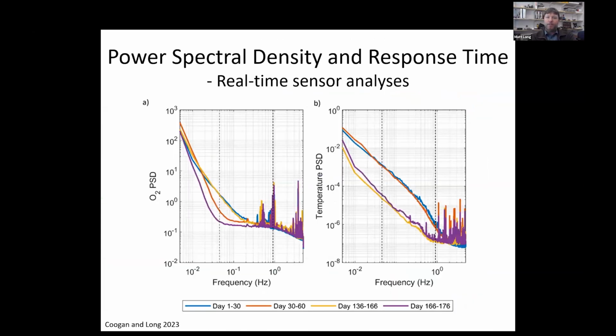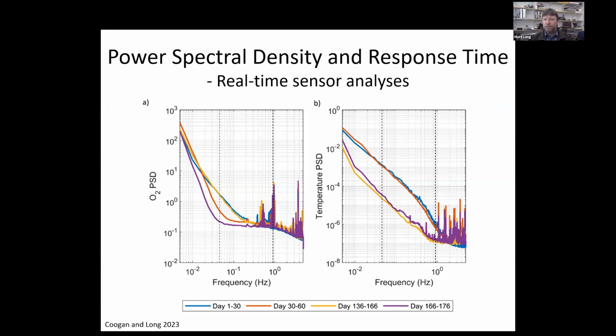So part of this is, again, using this analysis in the frequency domain. We could look at not just what's going on in the frequency domain, but we can also use it as a metric for understanding how well our sensors are working. In this case, we have oxygen power spectral density on the right and temperature power spectral density on the left.